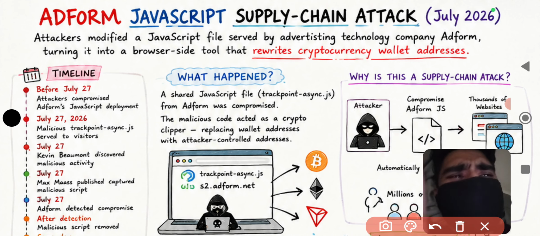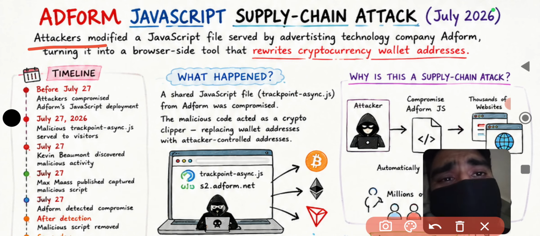So let us discuss this Adform JavaScript supply chain attack: what actually it is, how it has been working, what the timeline is, and why this is called a supply chain attack. We will discuss each and everything in detail, so please stay tuned and watch the video till the end to get the latest information regarding this.